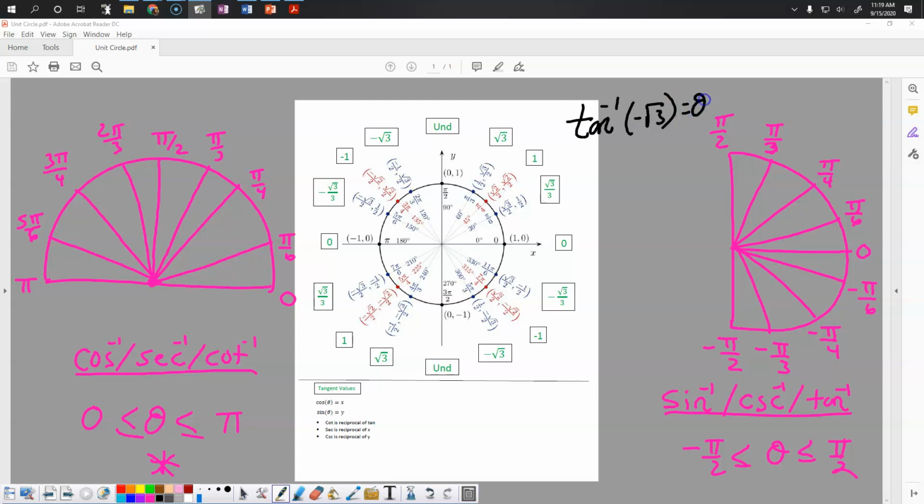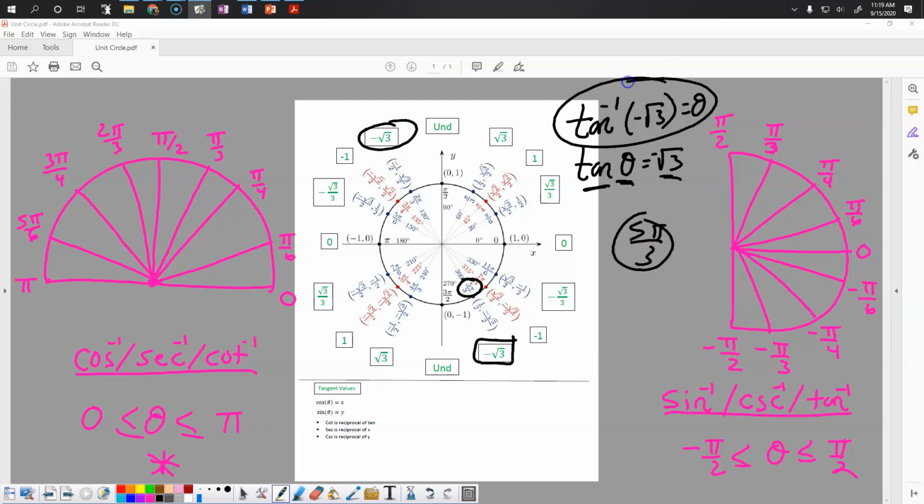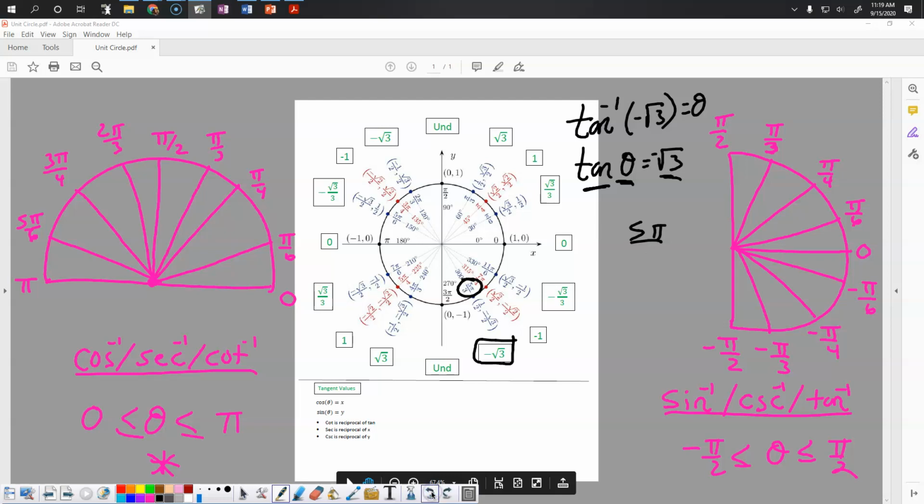Well, we know it equals some angle, right? And we know Mr. Bailey likes to rewrite it in this fashion as a normal tangent rather than an arc tangent. And so now I'm just looking for what angle has a tangent value of negative radical 3, and that would be right here, and the angle is 5 pi over 3. Now you may have picked this one, but remember that when you're dealing with arc tangents, you are restricted to the right half of the graph only, and therefore this is not an option. You can't use that one. Okay?